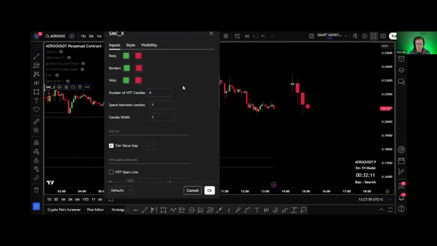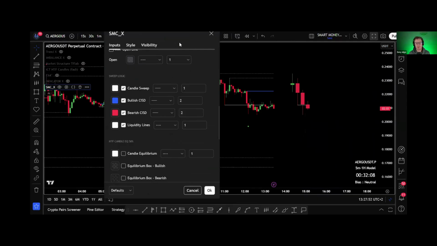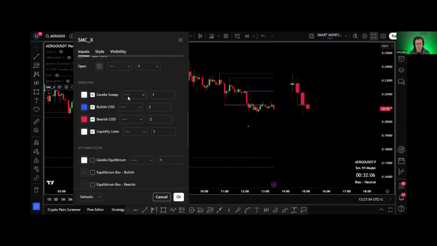So let's go through some more of these settings. Here we go. We've got the candle sweeps over here. You can change the color. You can increase the size of all the details. We've got bullish, CISD, bearish. You can also change all those details, line thickness, liquidity lines.